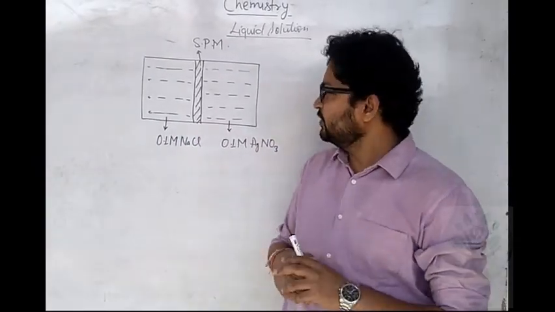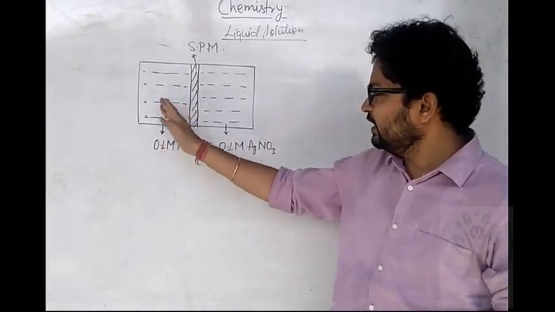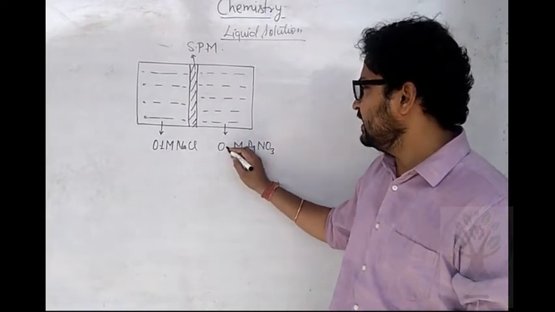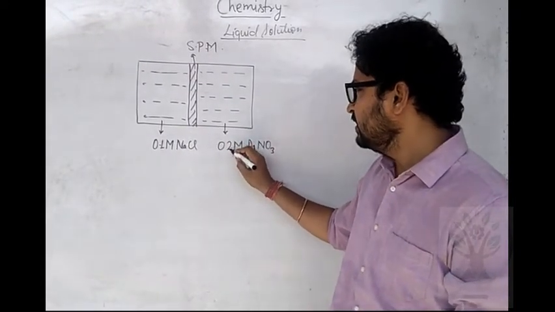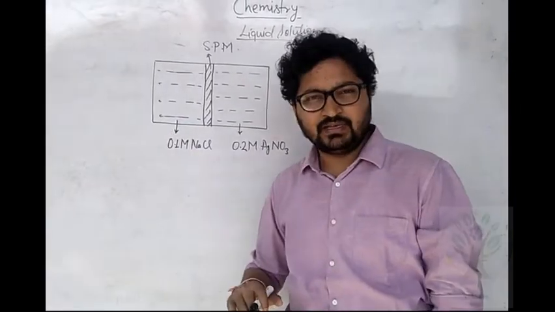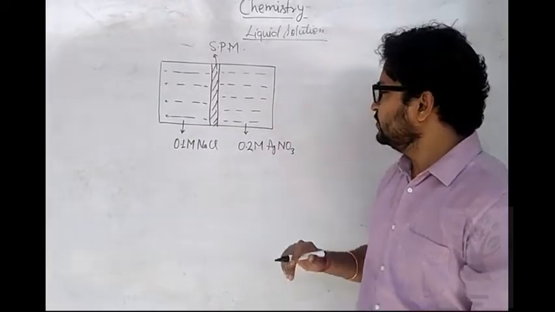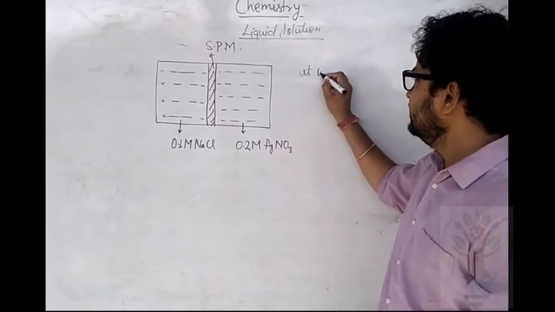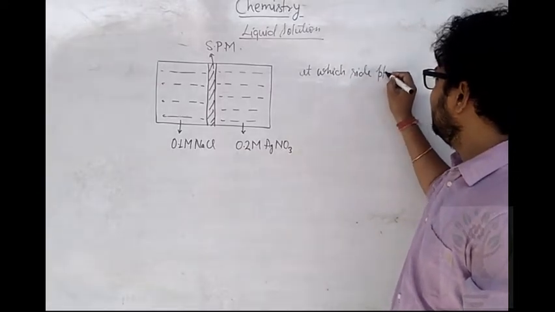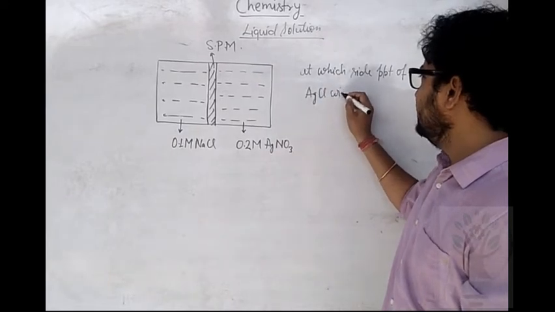Now let's see the next question. Question is, we have a container in which on one side I have 0.1 molar NaCl and on another side I have 0.2 molar AgNO3. Clear? This side 0.1 molar NaCl and this side 0.2 molar AgNO3. The question is, at which side precipitate of AgCl will be formed.